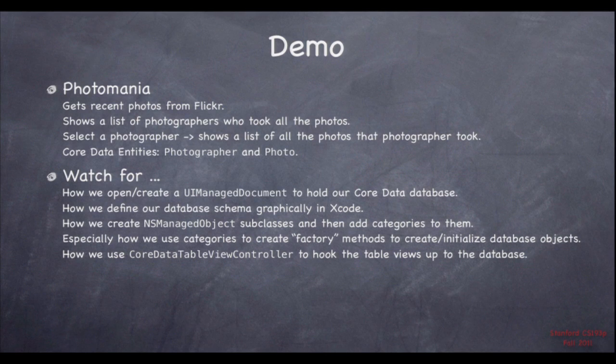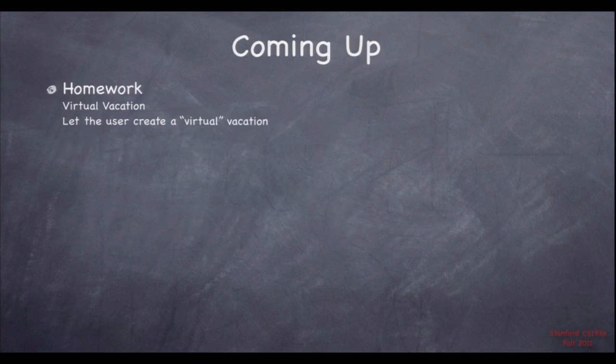Yeah, things to watch for. We are going to use a UI managed document, so you'll see how to open and save and create one of those. You can see how we create a schema, which I talked about on Tuesday, using this graphical tool. We're going to make categories of these NS managed object subclasses. In the category, we'll add a factory method to create a photo, basically, and also to create a photographer. And then we'll use core data table view. So you're going to see it all today. That's why this is such a long demo.